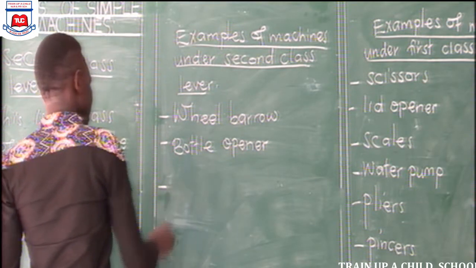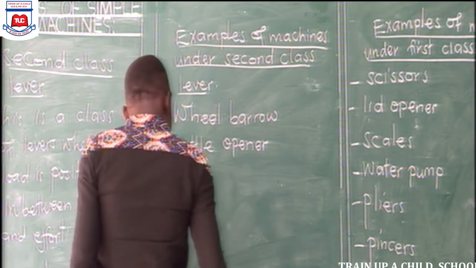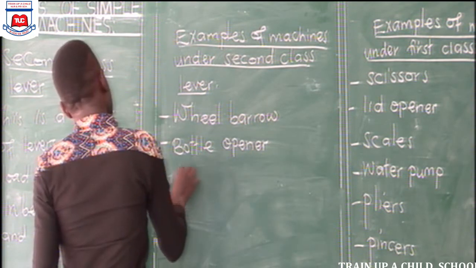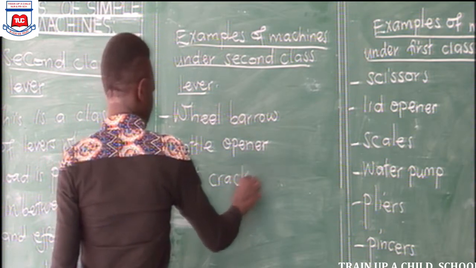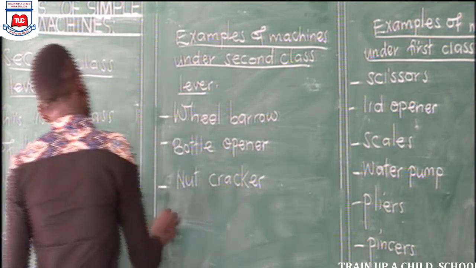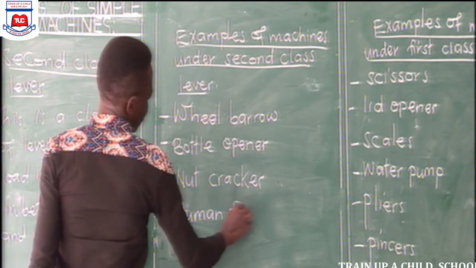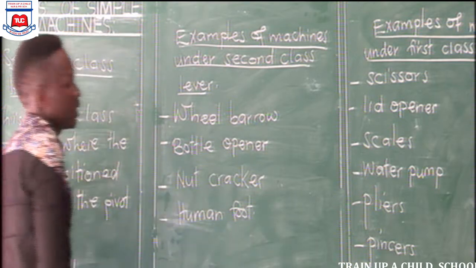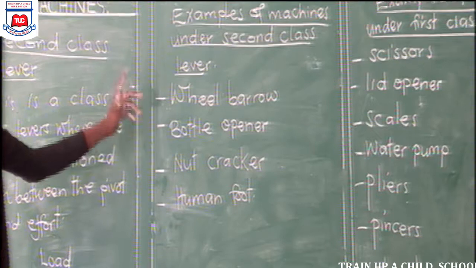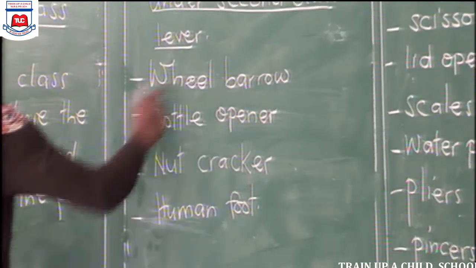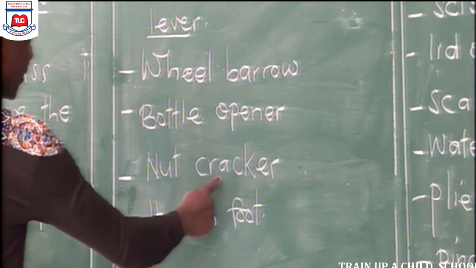And not forgetting the nut cracker. And then we shall have human food. So basically, these are the examples of machines under second class lever. We have the wheelbarrow, the bottle opener, the nut cracker, and then the human food.